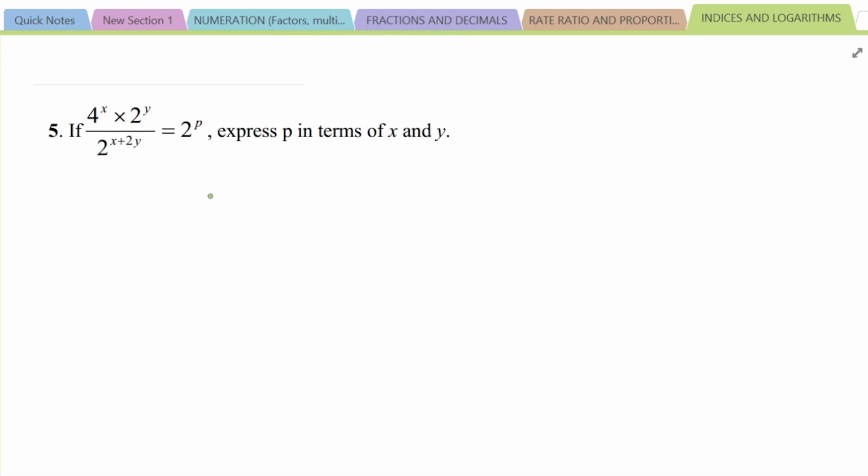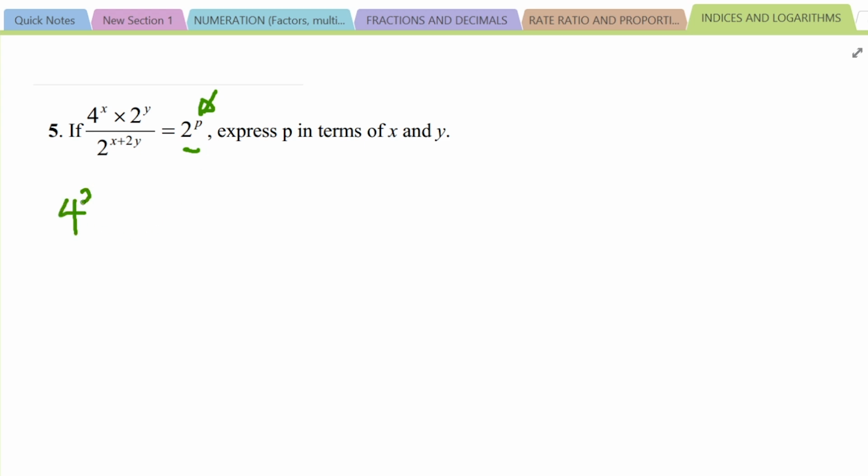So moving on to the next, if 4 to the power x times 2 to the power y over that is equal to that, express p in terms of x and y. So expressing p in terms of x and y, we're simply going to try and see that p, this side resembles the other side. Anyway, let's get started.